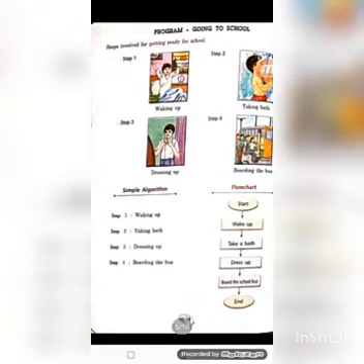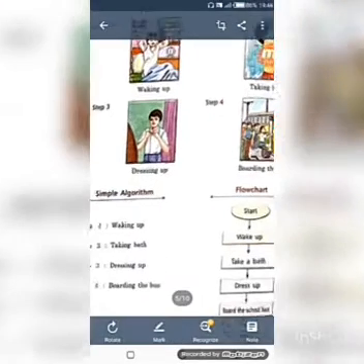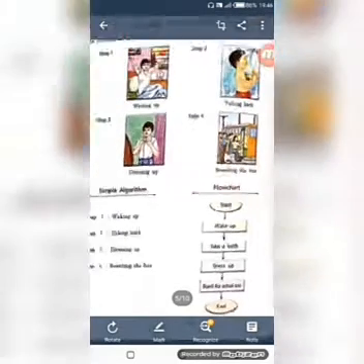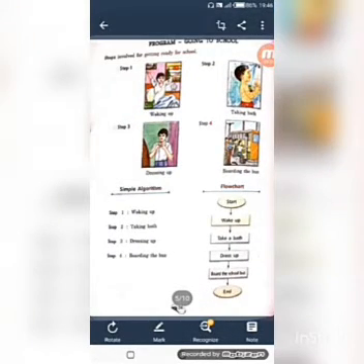Now we have to create a flowchart for it. First of all, we will create an oval symbol for start. Second one is wake up. Next one is take a bath. Third one is dress up. And last one is boarding the bus. We have written down all the 4 steps between the start and end box. First of all, wake up, then take a bath, then dress up, and in the last, board the school bus.